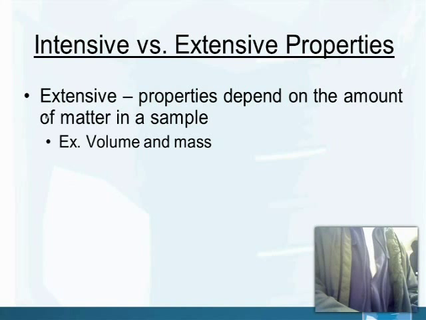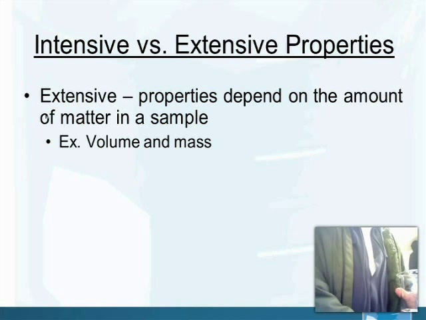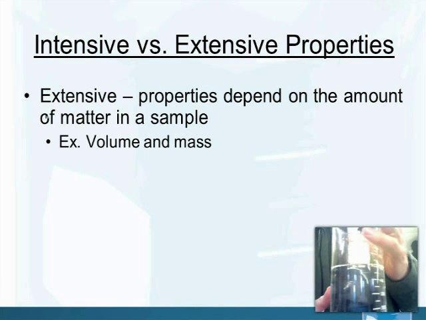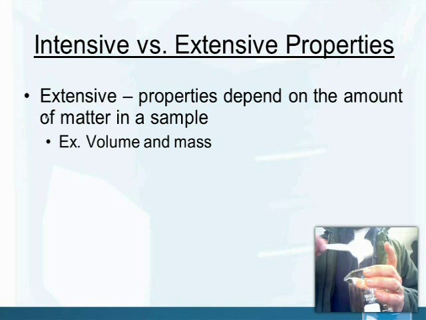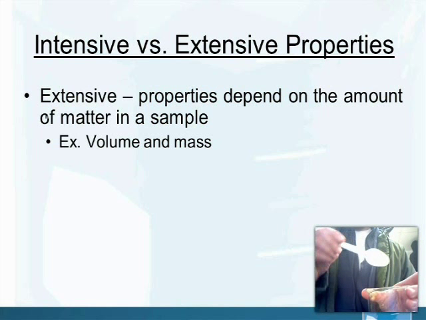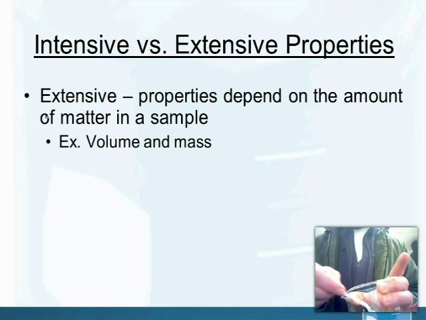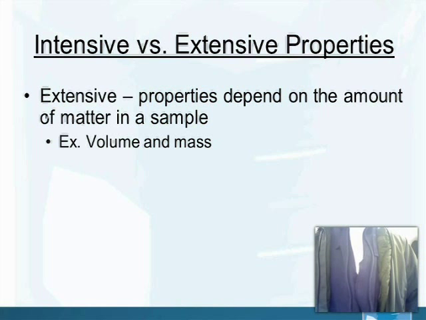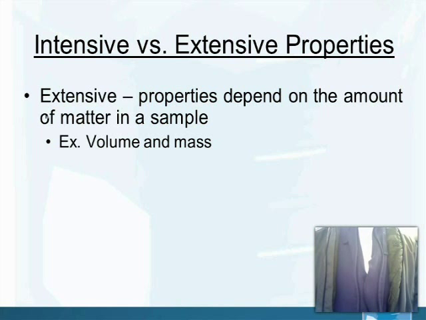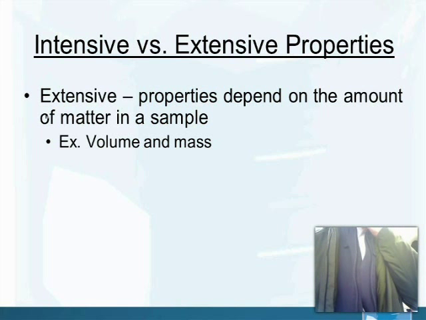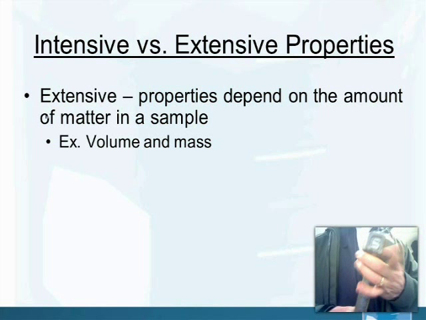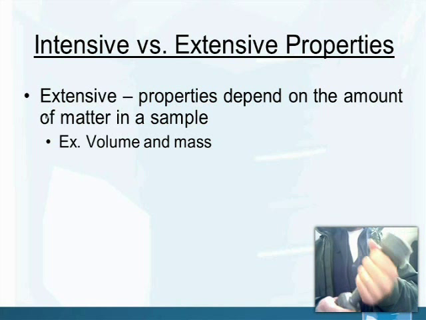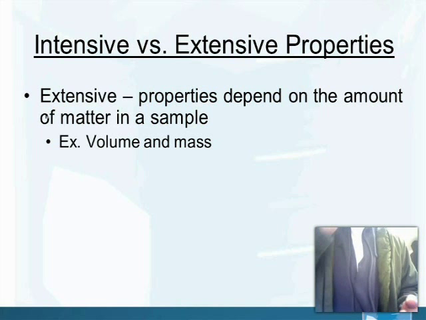Okay, so an example of extensive properties, we could have half a liter of water versus a drop of water. Those are extensive properties. So volume, a drop versus half a liter, or we can say mass. I have 500 grams of water versus 1 gram of water.